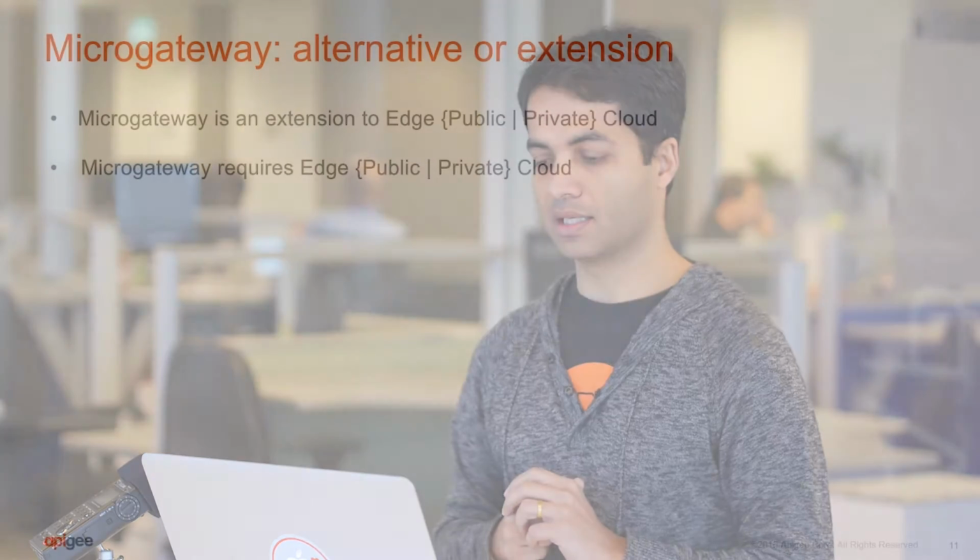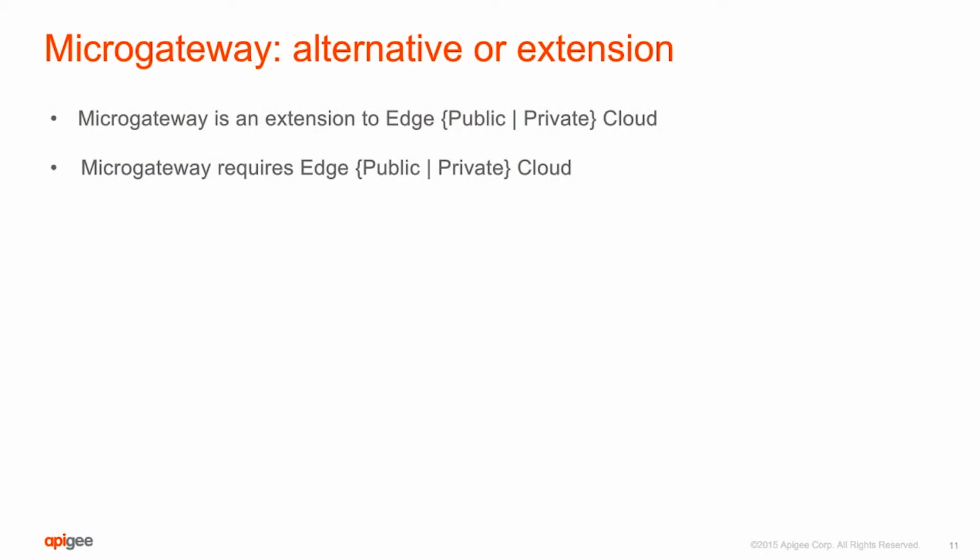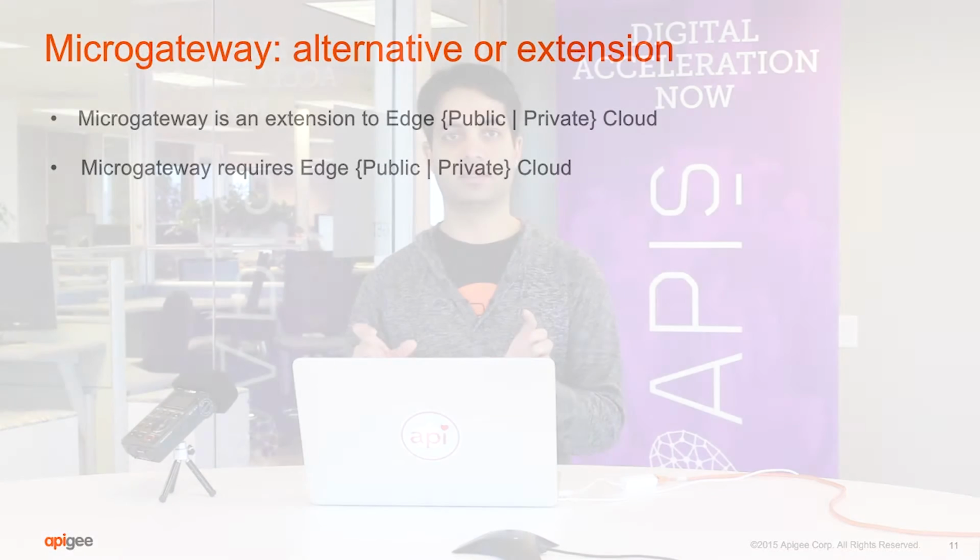Then with that diagram, I think I answered this question already, but this is one I also get asked quite a bit. Is it an alternative to Edge or an extension? It is an extension because it needs Edge to work. It talks to Edge to get the list of Edge Micro enabled proxies, what quota you have applied, who your developers are. So by that definition, it's not an alternative; it's an extension. It just allows you to manage, through the cloud, your internal APIs that are running in your application environment.